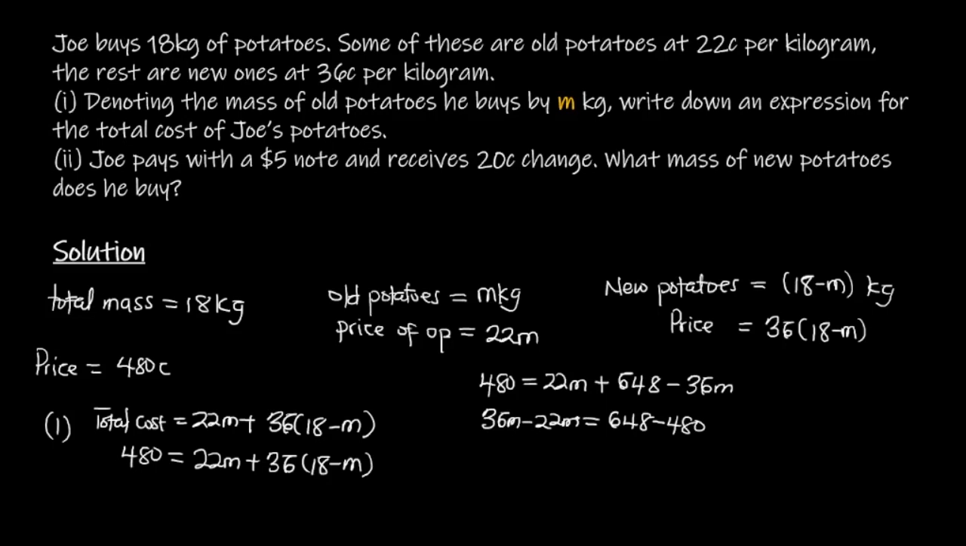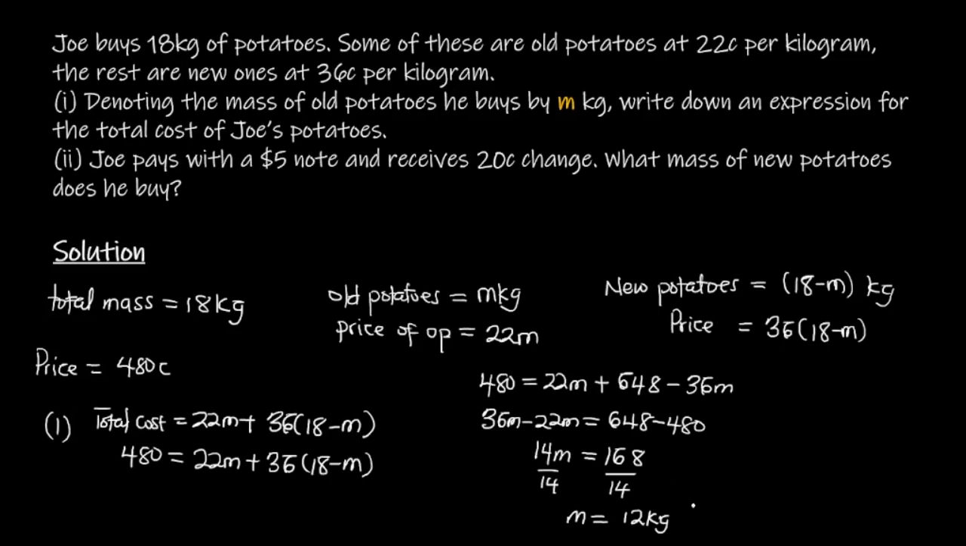Alright, so 36m minus 22m will give me 14m, is equal to 648 minus 480, which will give me 168. So I divide both sides by 14. The value of m will be equal to 168 on 14, which will give me 12, and that is in kilogram. So it means the mass m, which is the mass of the old potato, is 12 kilogram.